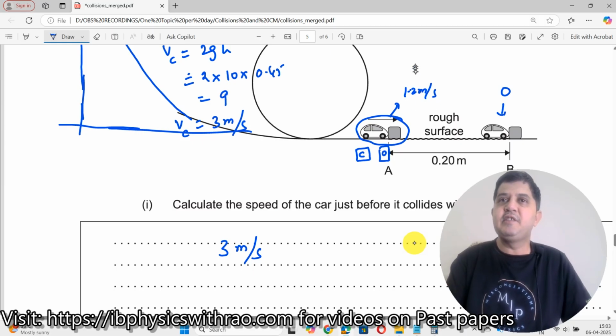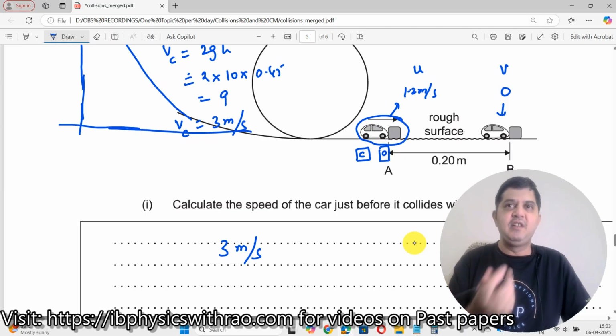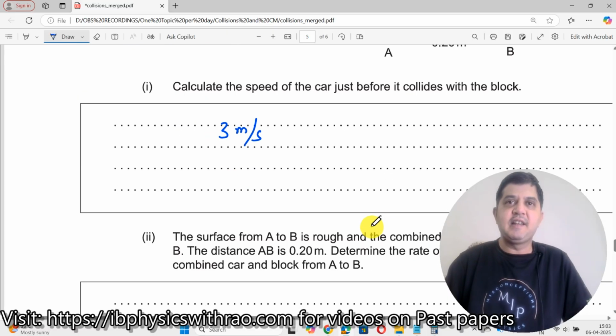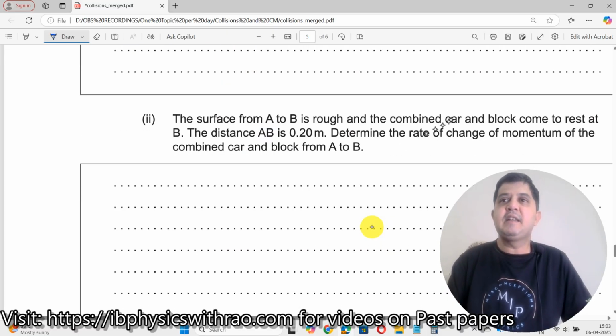See what is given here? This is your initial velocity, this is your final velocity, this is your distance. Now you know which equation you can use: v square equals u square plus 2as. You can easily use this. Okay, now let us understand what else is given.